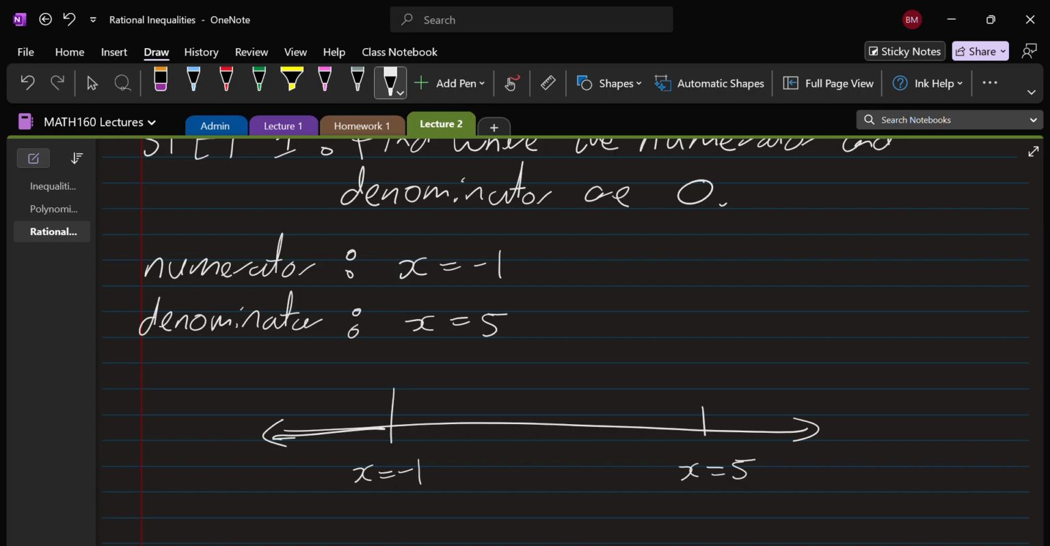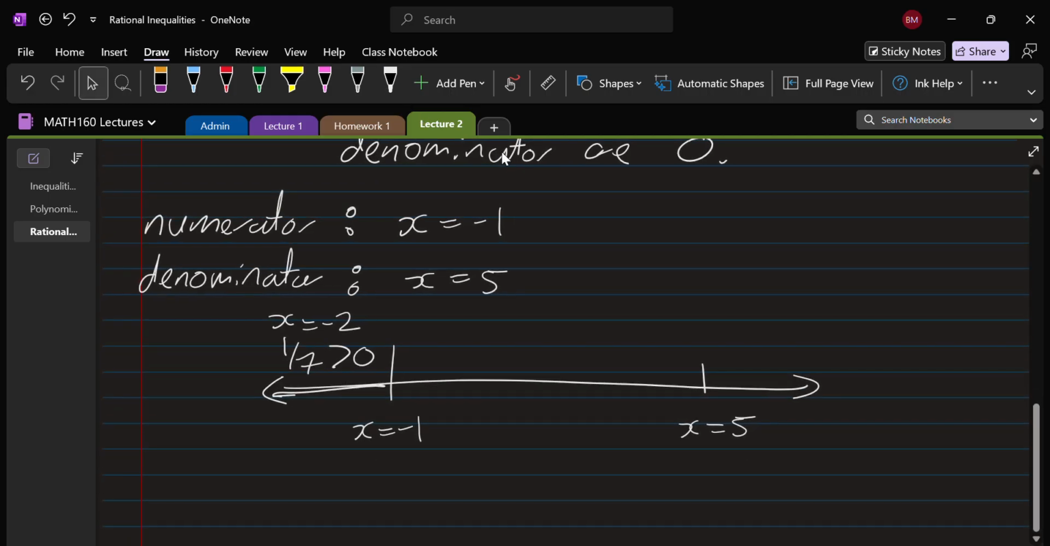Now what we want to do is pick values between these points and check if the function is positive or negative. So let's pick x equals -2. You can pick anything on that side, but -2. If we substitute that in, we end up with 1/7, which is greater than 0. Just sub it in, you get 1/7. So here it is positive.